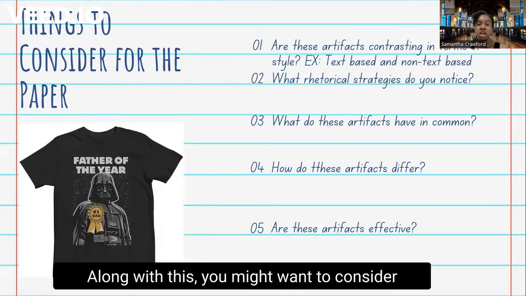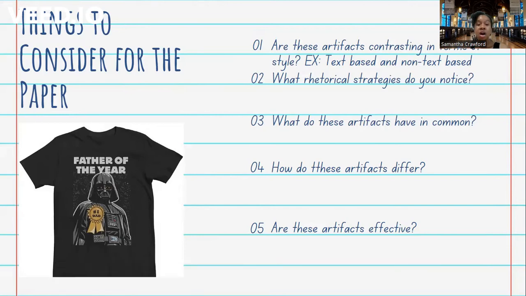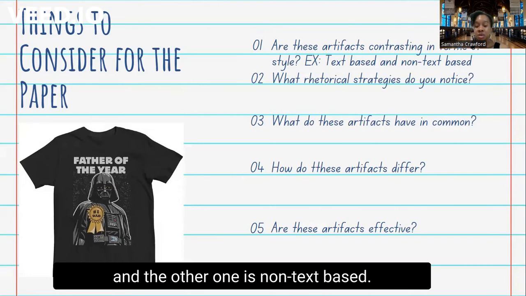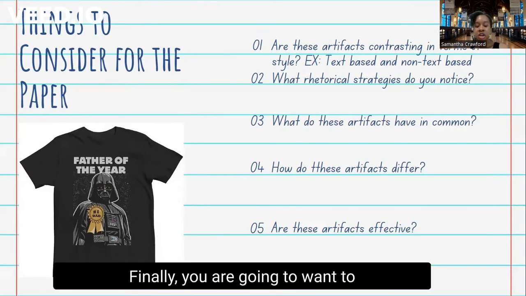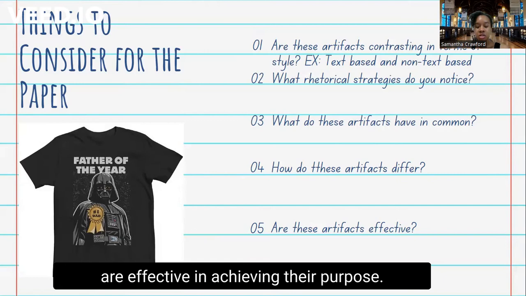Along with this, you might want to consider how these artifacts differ from each other. Obviously, one major difference is one is text-based and the other one is non-text-based. Beyond this, you should look into other possible points of difference, such as audience, constraints, and purpose. Finally, you are going to want to decide whether or not your chosen artifacts are effective in achieving their purpose.